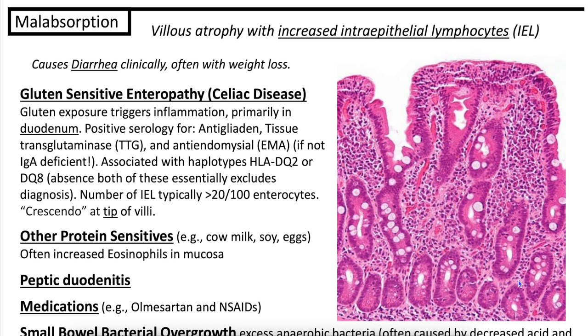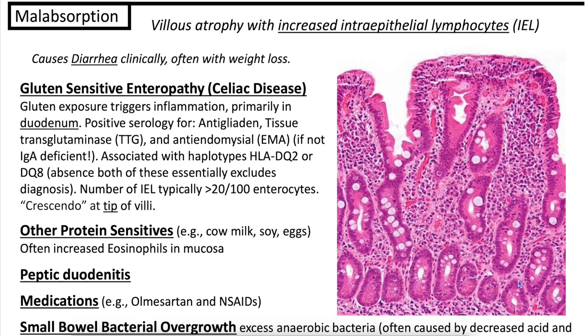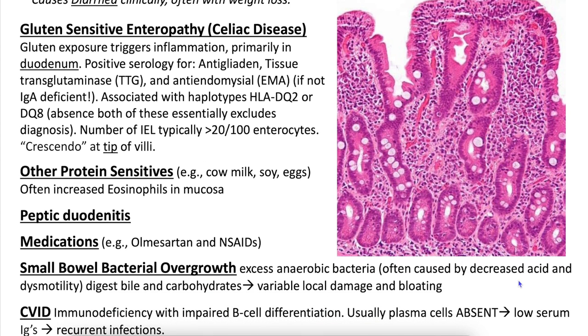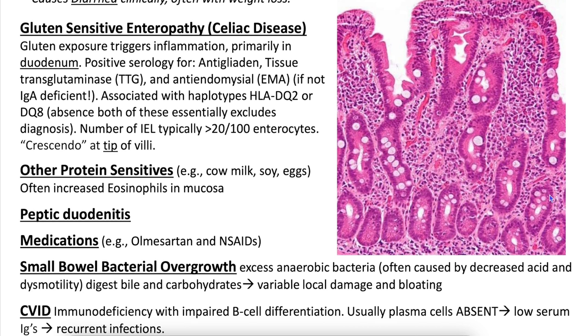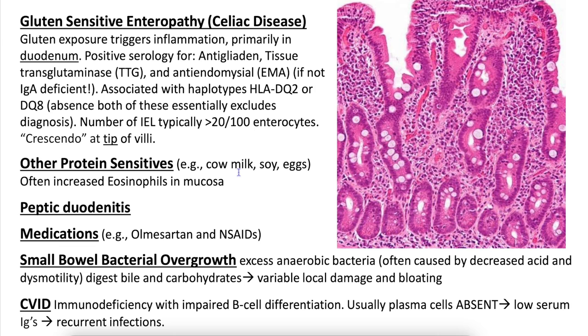Check your anti-gliadin, tissue transglutaminase, anti-endomysial serology. Greater than 20 per 100 enterocytes is high. Check the tips of the villi. Other protein sensitivities: cow milk, soy, eggs.